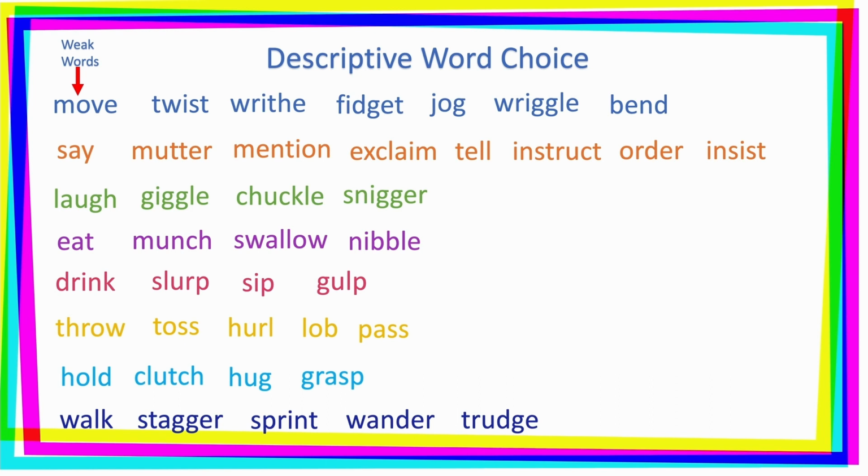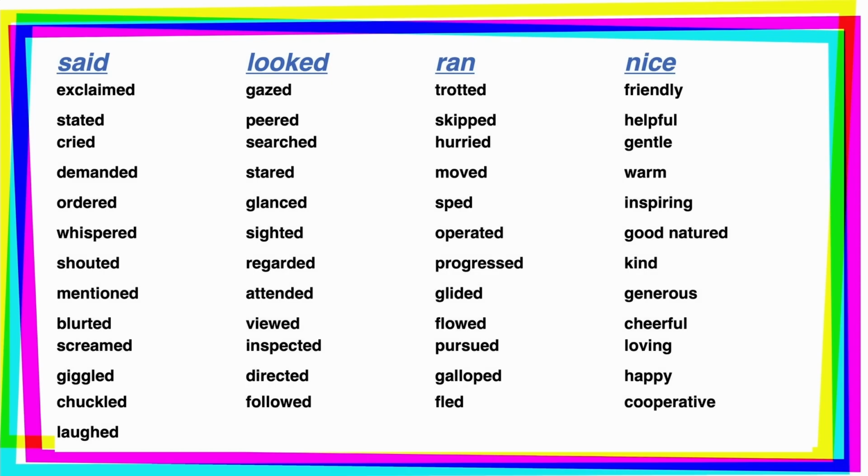But these words have subtle, different meanings, and that's why when I tell you when you use a thesaurus, you have to be careful and understand the meaning of the word you're choosing. Here are examples of other weak words above. Said, exclaimed, stated, cried, demanded, ordered, whispered, shouted, mentioned, blurted, screamed, giggled, chuckled, laughed. A lot of ways to say said.